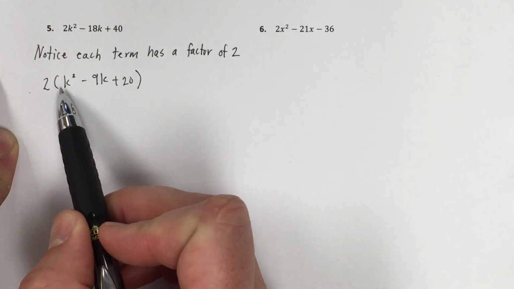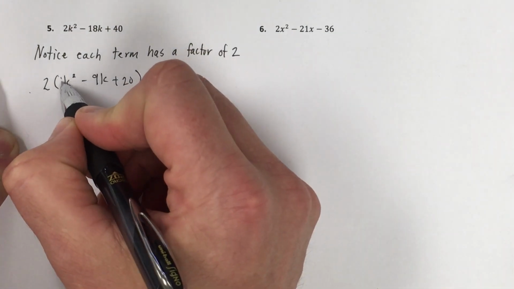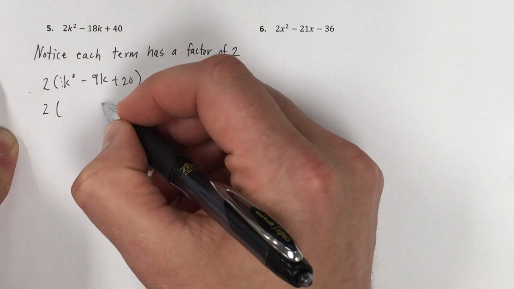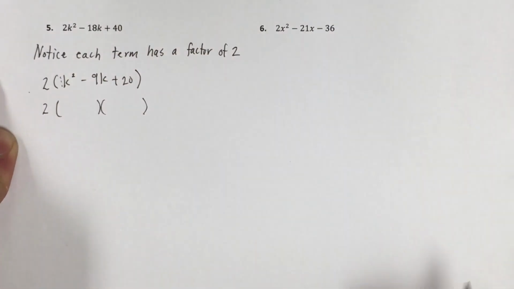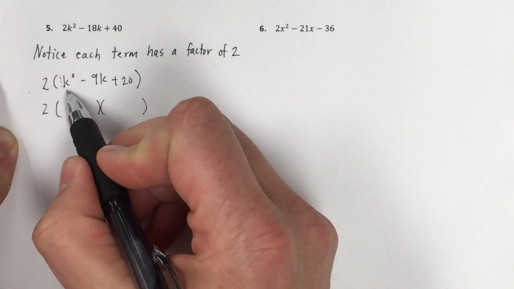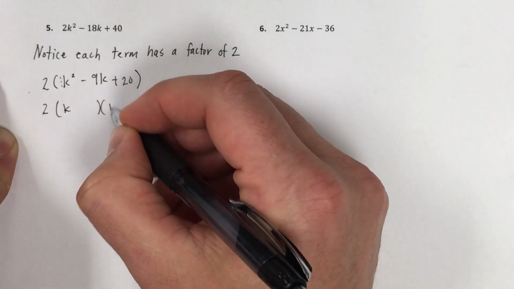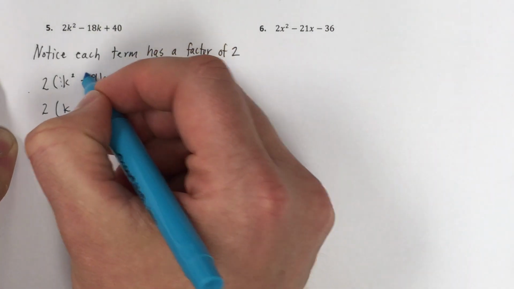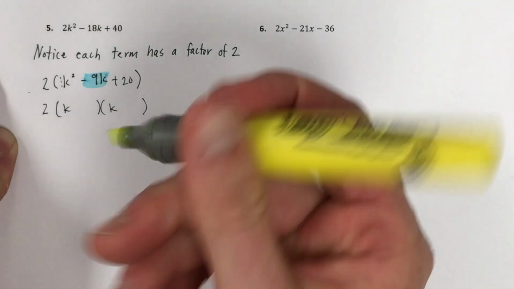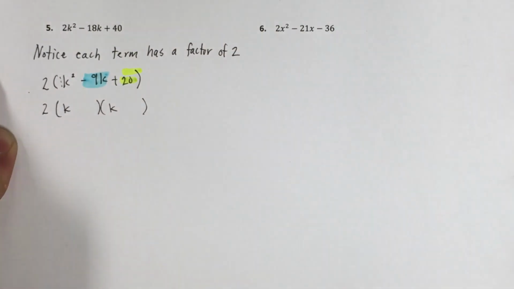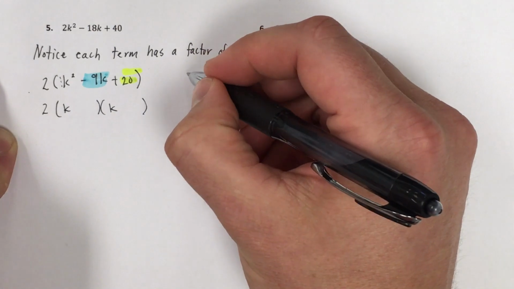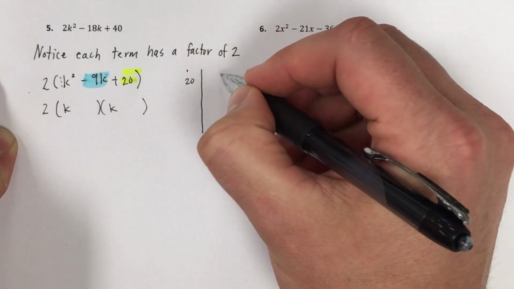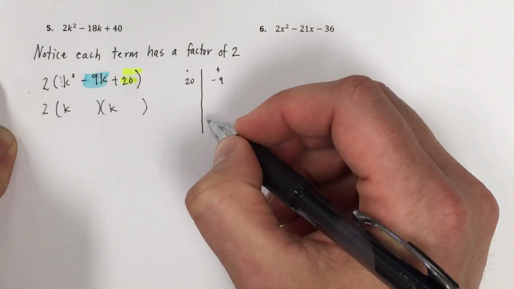And now all of a sudden the coefficient that I'm looking at is that invisible 1, which makes factoring it a lot easier. So we bring down the 2, and now I have to fill these parentheses, but I know that the first factor must be a k and a k. And then I can go back through and I can think about the sum and the product, make my t-chart, ask myself what multiplies to positive 20 but adds to negative 9.